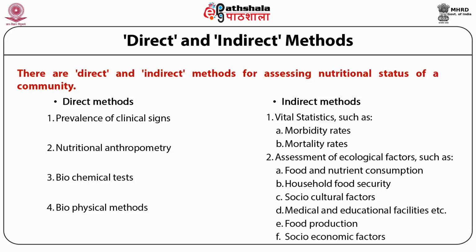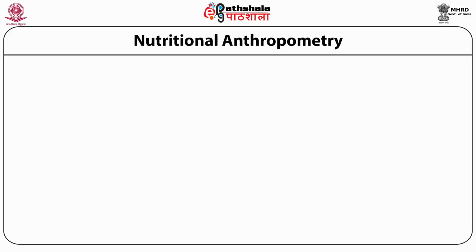No single method can provide a complete picture of nutritional status of a community, and hence it is necessary to use a combination of methods keeping in view the objective and availability of resources. However, in the present module, nutritional anthropometry is discussed in detail. Nutritional anthropometry. Now, what is the procedure for taking anthropometric measurements?